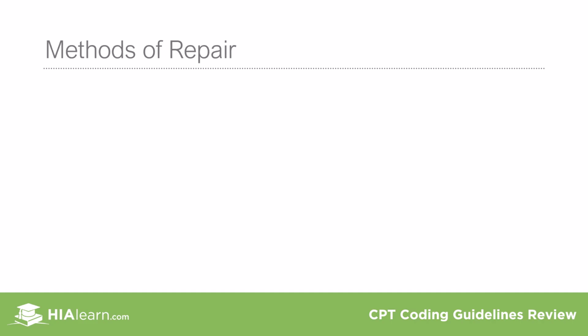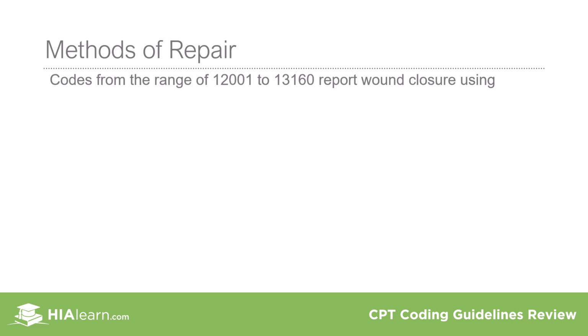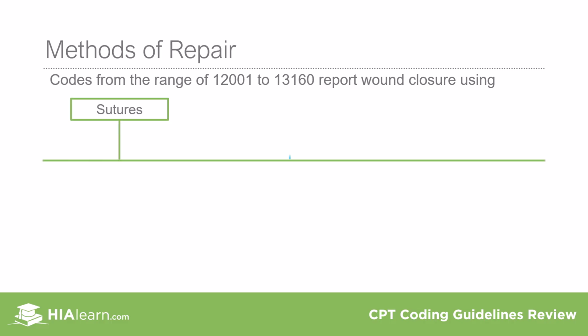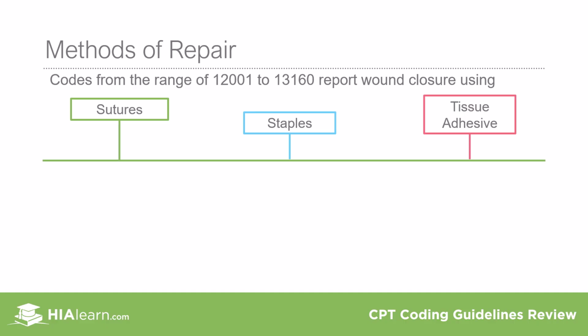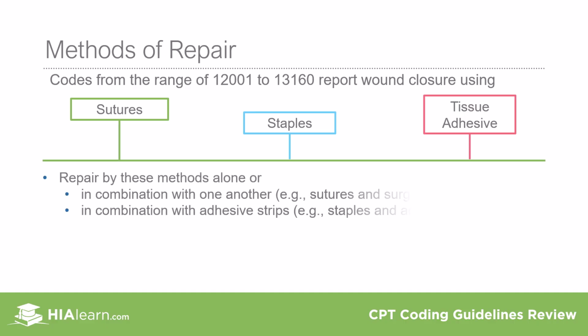Codes for repair by surgical closure come from the range of codes 12001 to 13160. These codes report wound closure using sutures, staples, or tissue adhesive. These codes are used whether a single method of repair is used or if a combination of these methods or these methods combined with adhesive strips is used for the repair. For example, a single code from this range is used for a repair accomplished by using both sutures and surgical glue, such as Dermabond, or staples and adhesive strips.